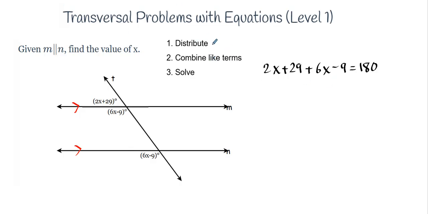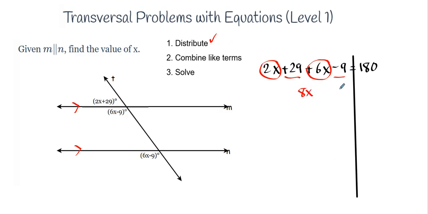Alright, now we're going to use our 3-step process. I would have to distribute if the parentheses were there, like we distributed the positive. So that's taken care of. Now I'm going to combine like terms. I'm going to put 2x and 6x, those are variable terms, together, and then the 29 and the negative 9 will also combine. But let's go ahead and draw our vertical line. Let's split our equation. Then 2x and 6x is 8x, and then 29 minus 9 leaves me with a positive 20. Bring down the equal, and then bring down the 180. So that was our first step, combine like terms.